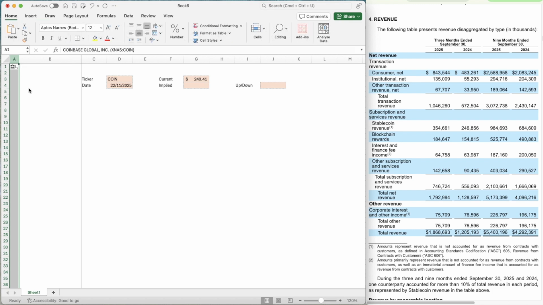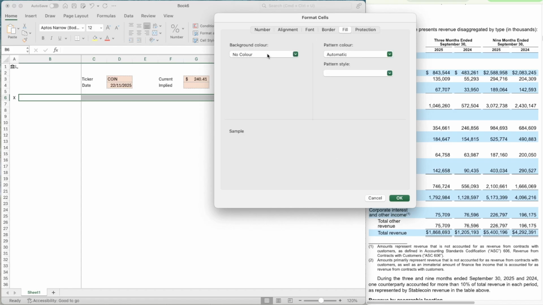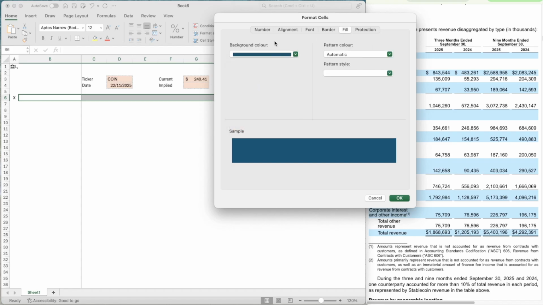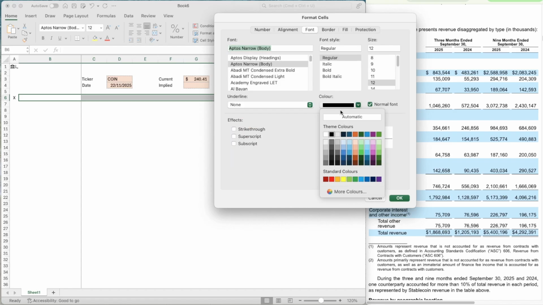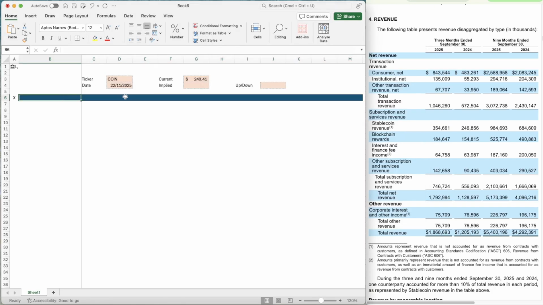Let's enter this here. Just put an X in. Price. We usually use this navy blue color font. And this one is going to be called assumption.